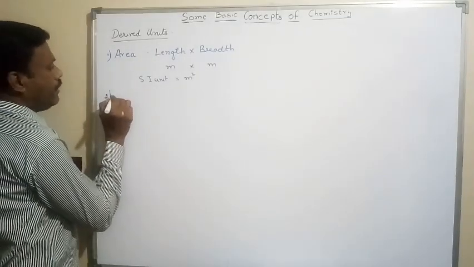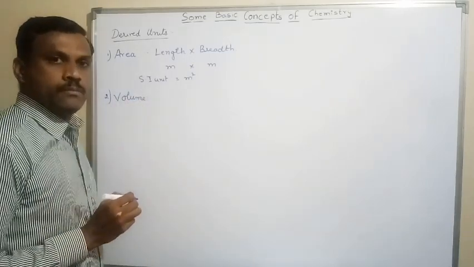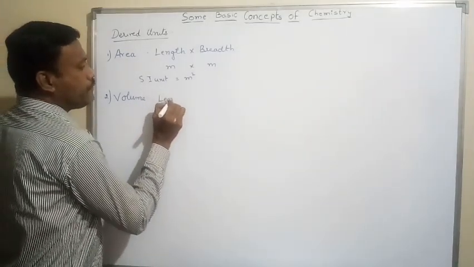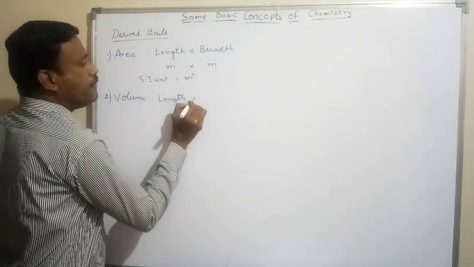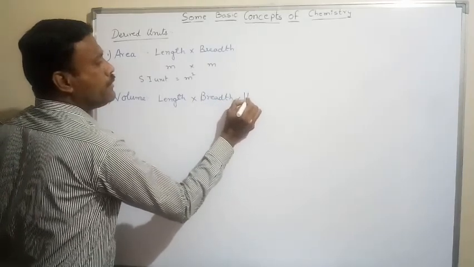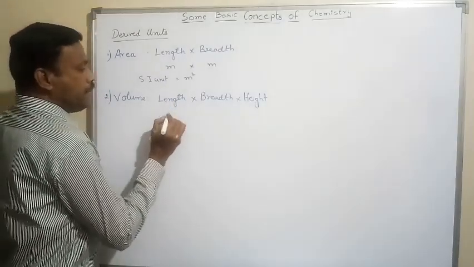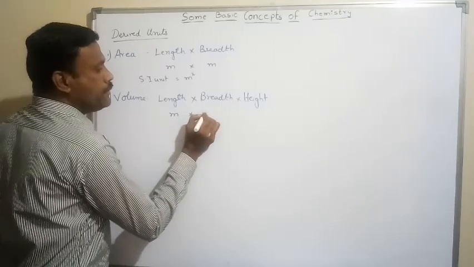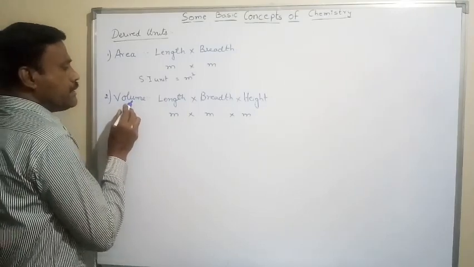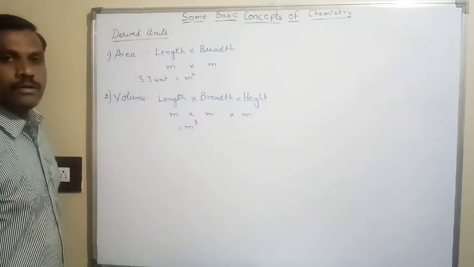Second, volume. Earlier we have discussed volume. It is described as length into breadth into height. The SI unit of length is meter, so meter into meter into meter. So the SI unit of volume is meter cube or cubic meter.